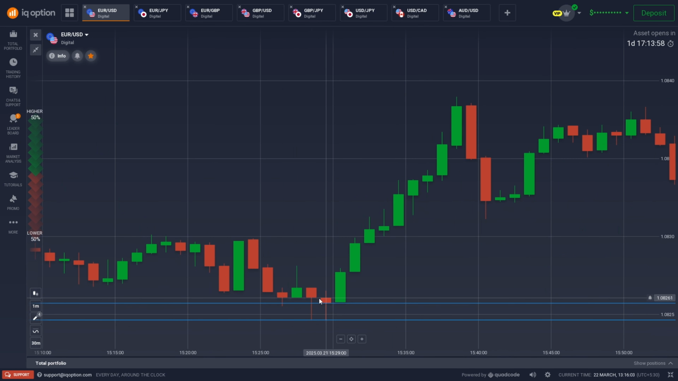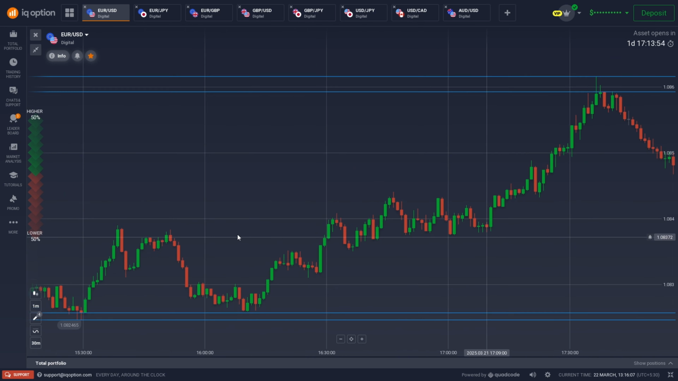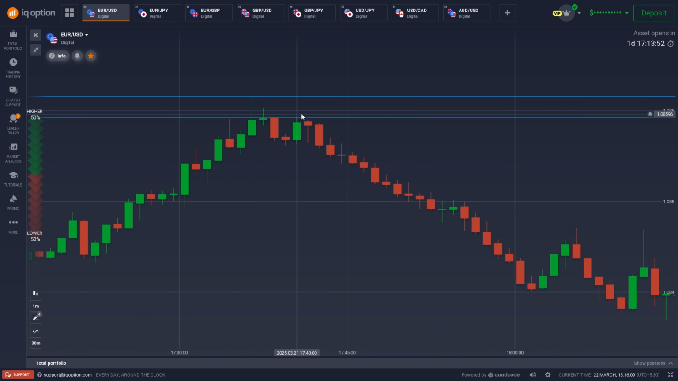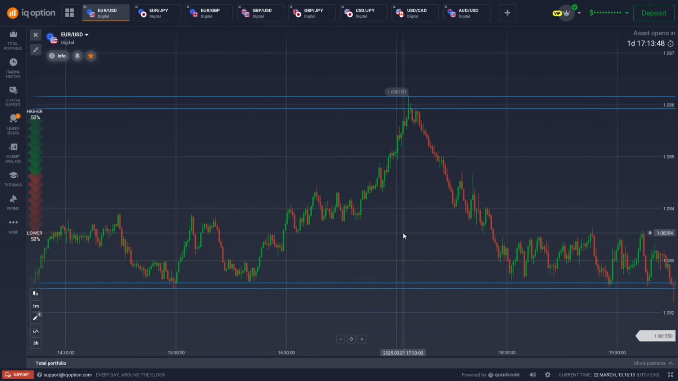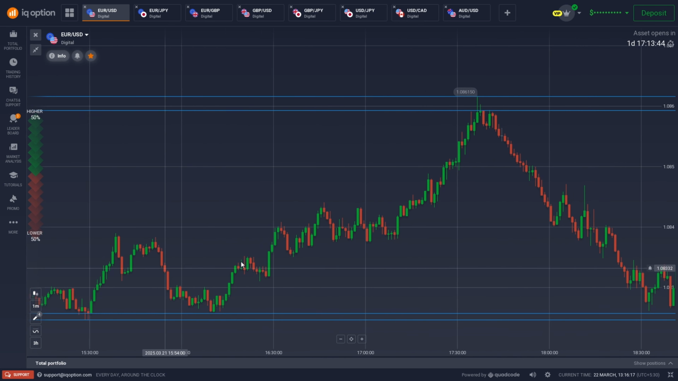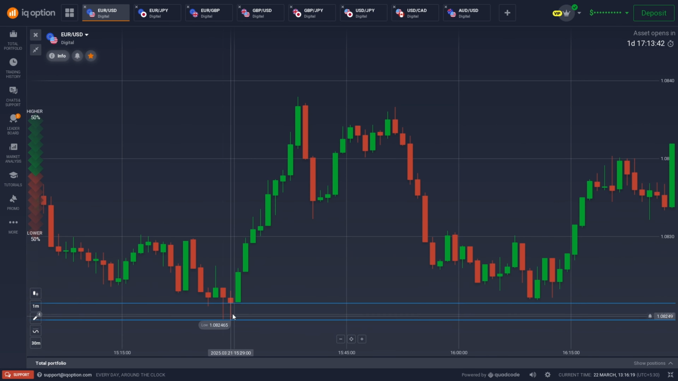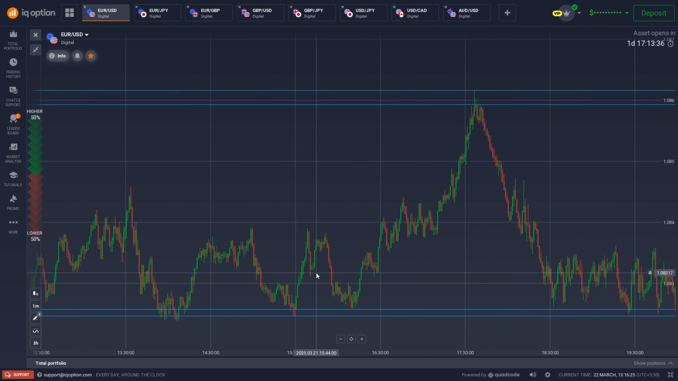So this is our zone of support where the buying pressure exists, and this is a resistance zone where selling pressure exists. By selling pressure I mean pending sell orders in large number, and by buying pressure I mean pending buy orders in large number, because only then will the price reverse.